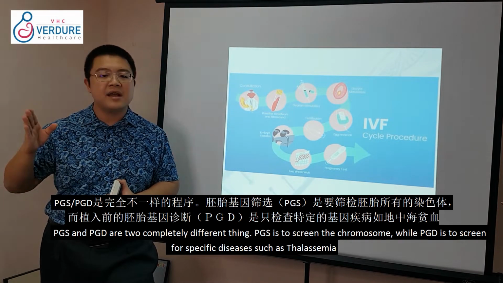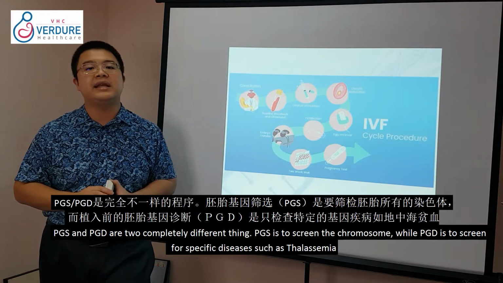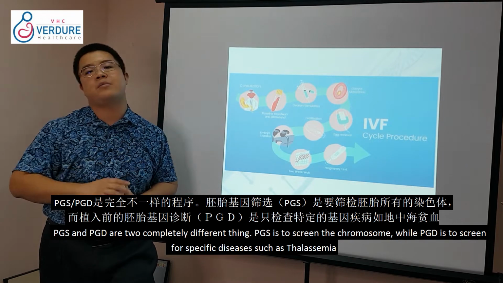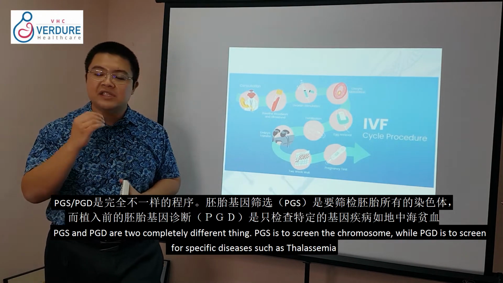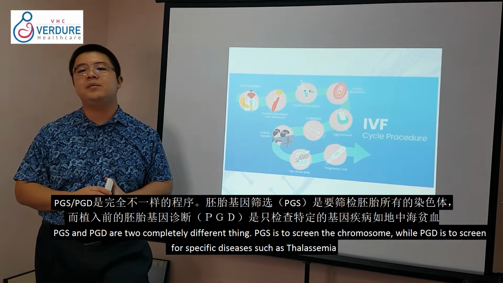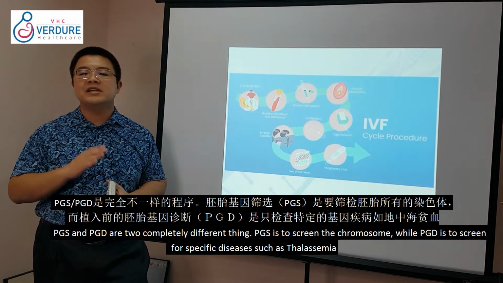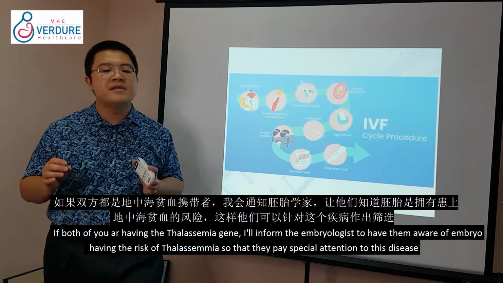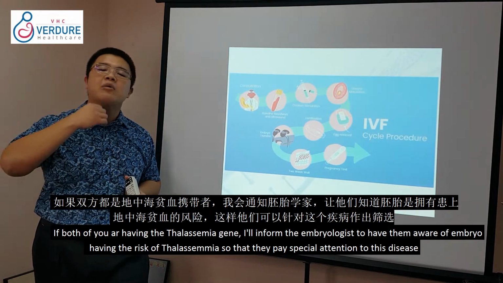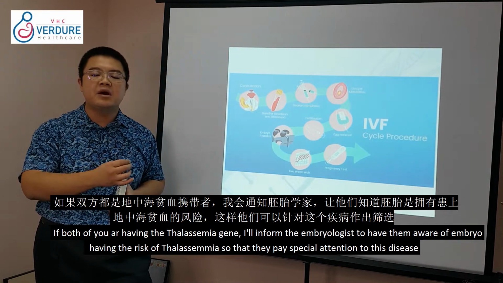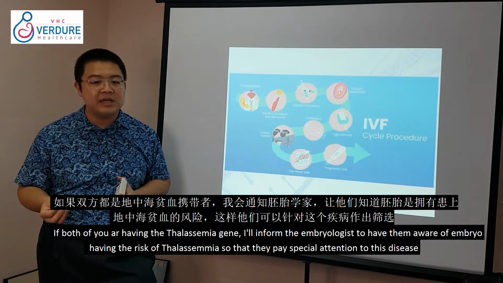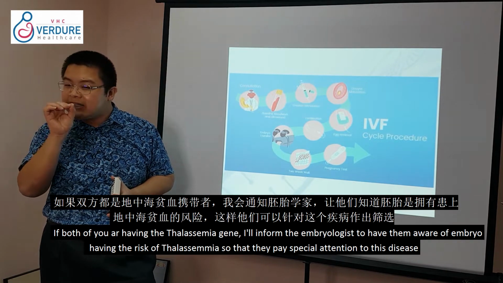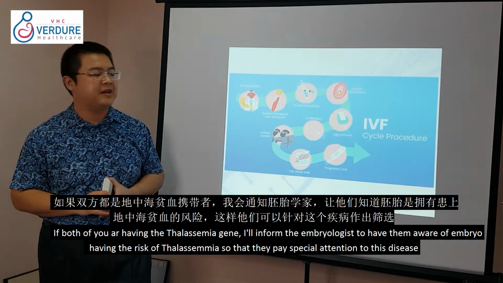Now, PGS and PGD are two completely different things. PGS is the screen for the chromosomes in the embryo. PGD is the screen for specific diseases such as thalassemia in the embryo. So it is better to have a target. For example, if both of you have the alpha thalassemia gene, then on my side, I will inform the embryologist that there is alpha thalassemia gene, at least a possibility of that occurring in the embryo, so that they should pay special attention to this particular disease.